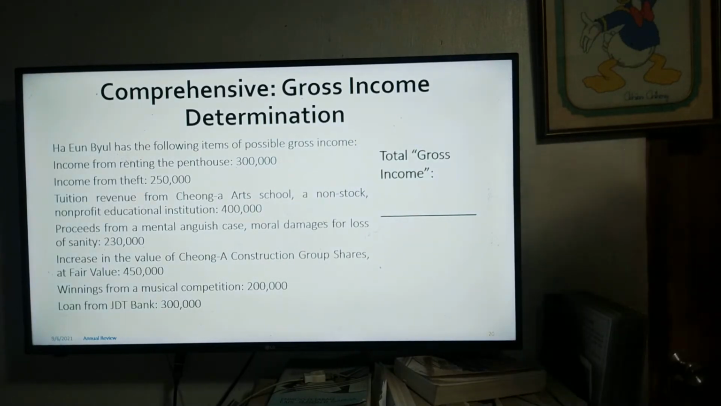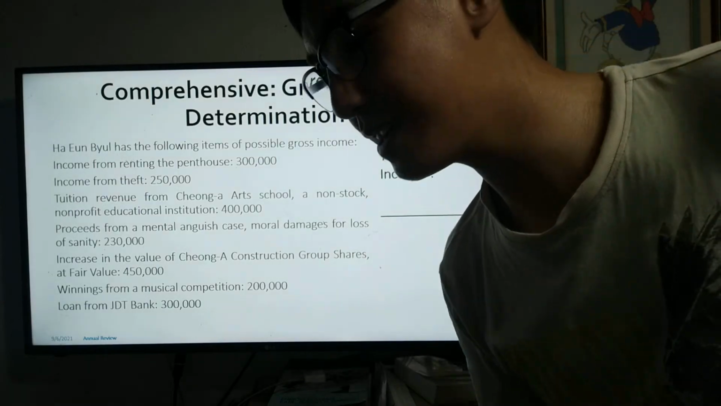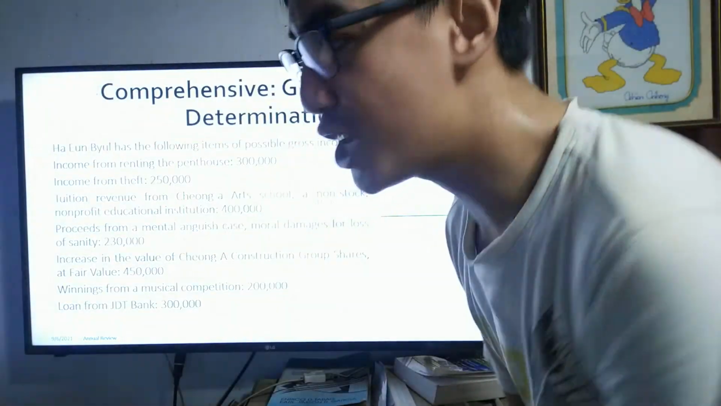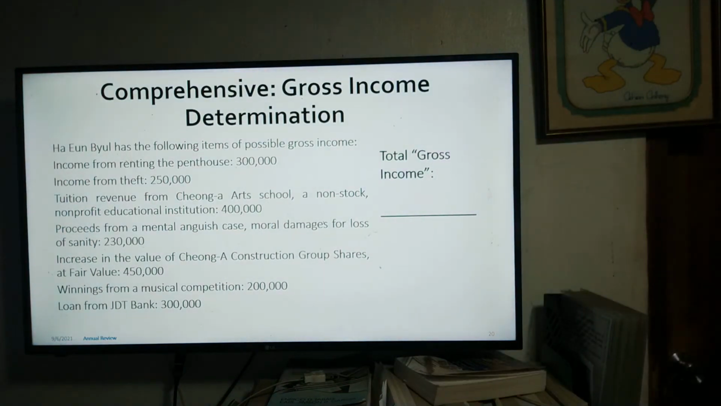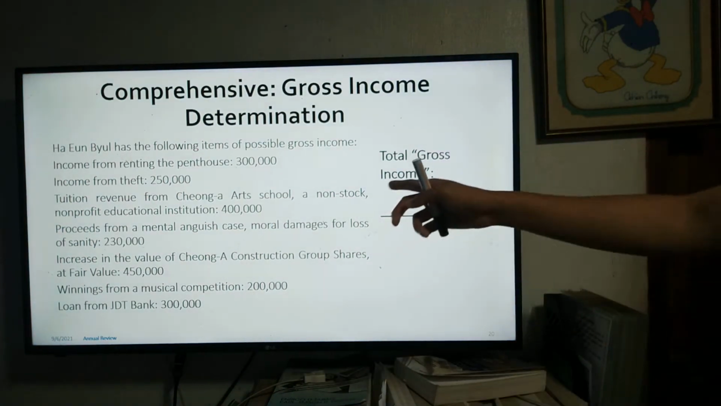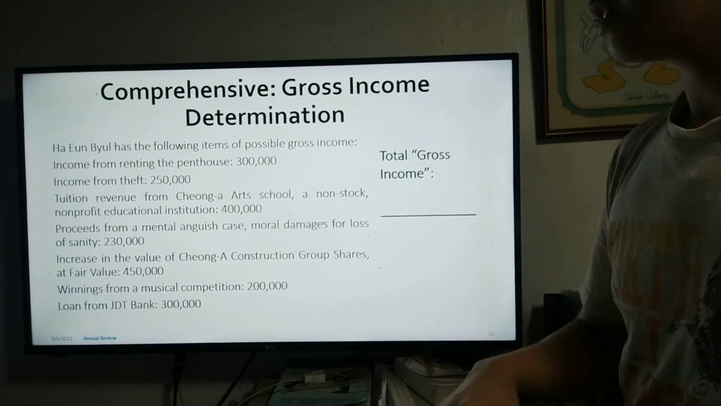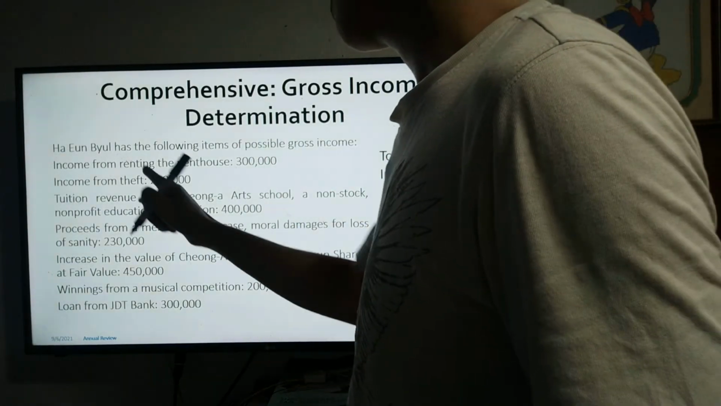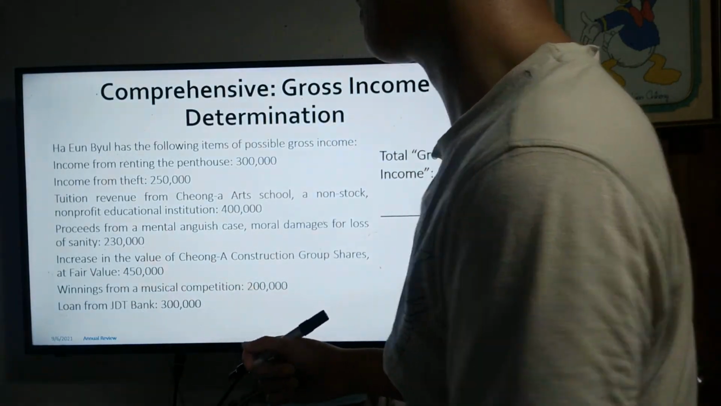Okay, so we're done. With that, we continue with our discussion. I assume that you have already answered the question. Our requirement is to compute for the total gross income. So, first, we go to the income from renting the penthouse.